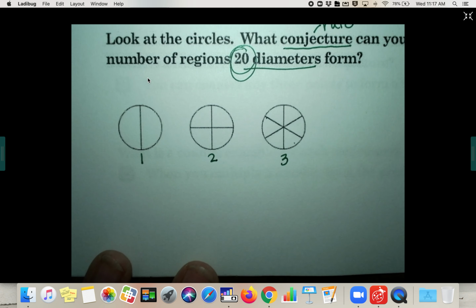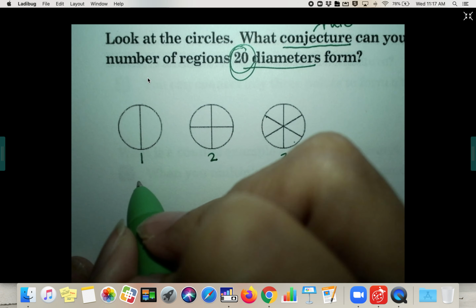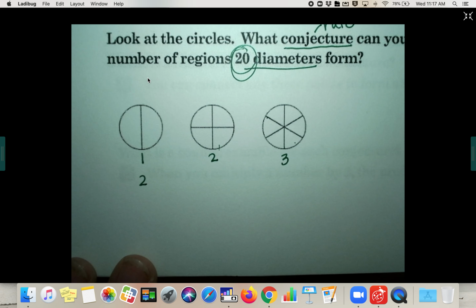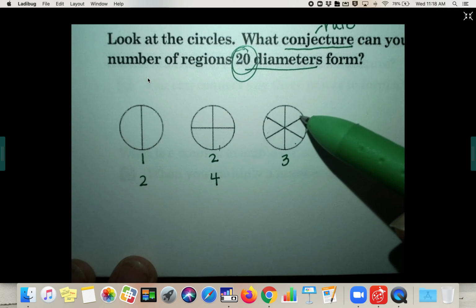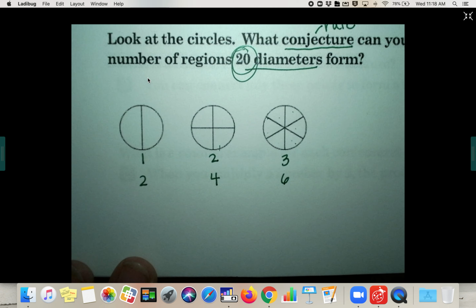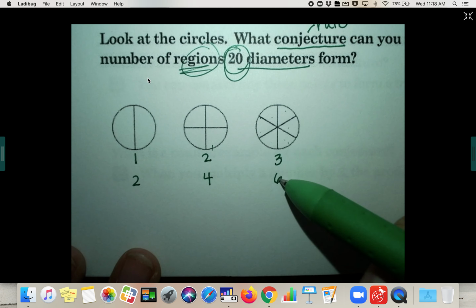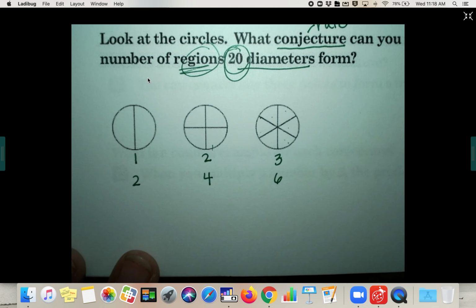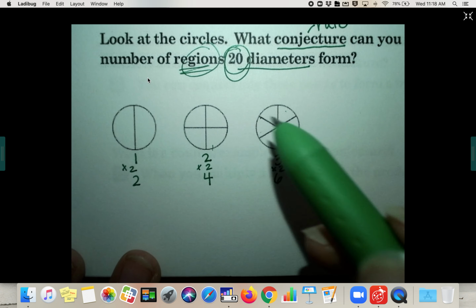Pause the video and kind of think through this. If you're ready to move on, here's what I think. For a 1 diameter, it separated this into 2 parts. For a 2 diameter, it separated this into 4 parts. For a 3 diameter circle, it separated this into 6 parts. So regions is what they're talking about. Regions is parts. So here's what I think. I think that all we're doing is multiplying the number of diameters by 2 to get the number of parts or regions.